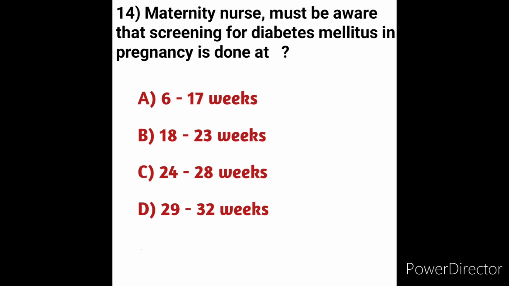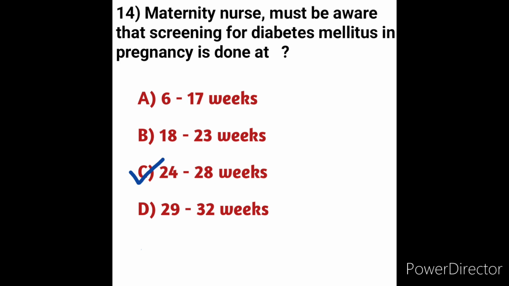Option A 6 to 17 weeks, option B 18 to 23 weeks, option C 24 to 28 weeks, option D 29 to 32 weeks. GDM, gestational diabetes mellitus, usually develops around the 24th week of pregnancy. So we have to test between 24 to 28 weeks of pregnancy. Option C, 24 to 28 weeks, is the correct answer.